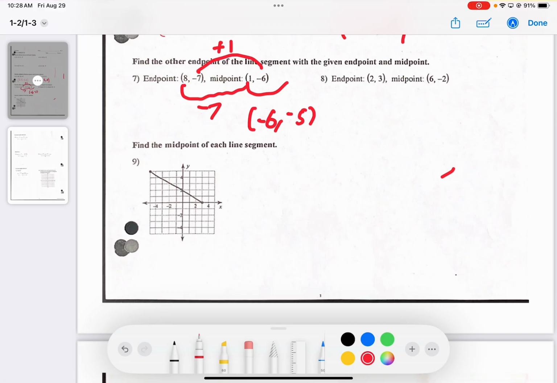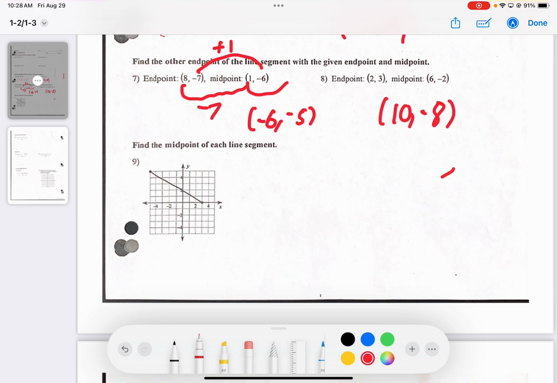What about number 8? What'd you guys get for number 8? 10 and negative 8. 10 and negative 8 sounds good to me. What about you guys? 10, negative 8 sounds good. Good. You look at the difference between 2 and 6, it would be 4. So you'd add 4 to 6, and you get 10. And then the difference between 3 and negative 2 is negative 5. Subtract 5 again.